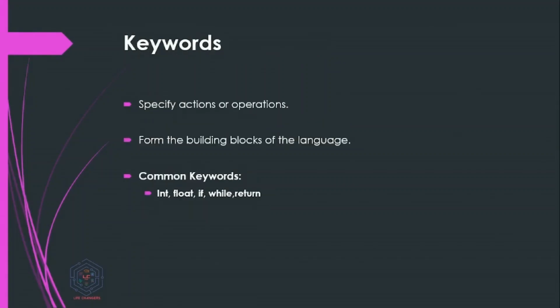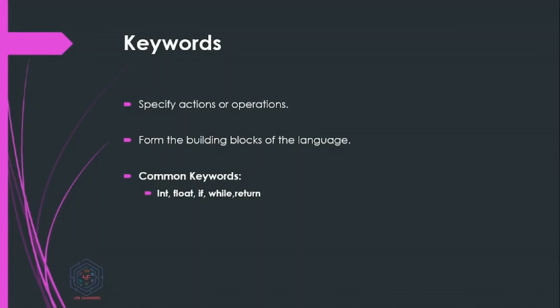Our next topic is keywords. What are keywords? Keywords are reserved words in a programming language that have a specific meaning and cannot be used as identifiers or variable names. See the examples: int, float, while, return. These are commonly used keywords in programming.